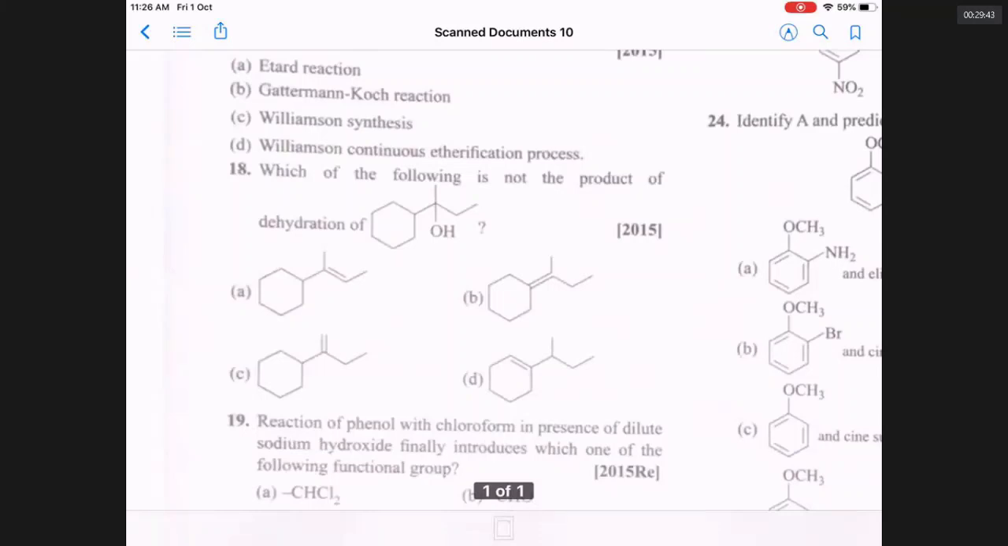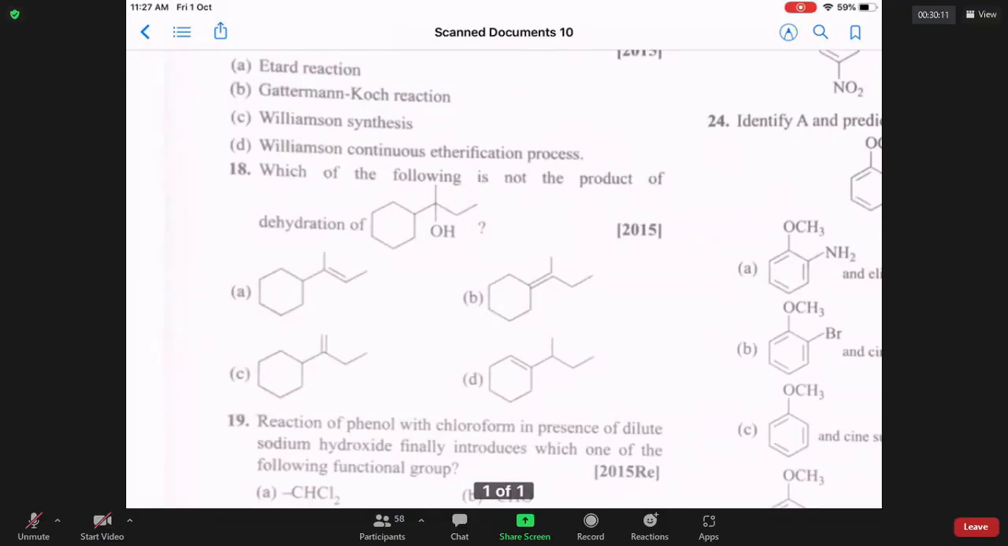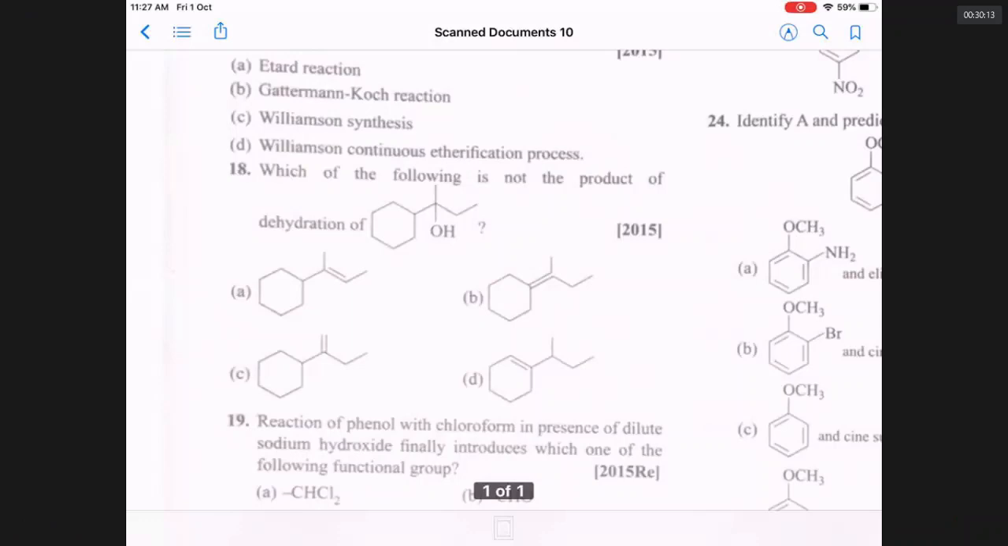Anybody having objection? I repeat, whenever you take any alcohol and heat it with concentrated sulfuric acid, the OH group and the neighboring alpha carbon's hydrogen will be lost as water. That generates a double bond. So the double bond can come in 3 possible positions. There is no possibility of rearrangement here because you are getting a tertiary carbocation. Tertiary carbocation is very stable and there is no point in it getting any type of rearrangement.